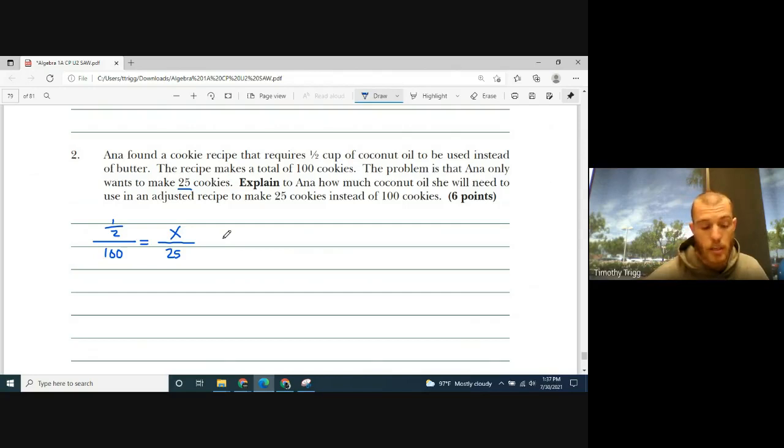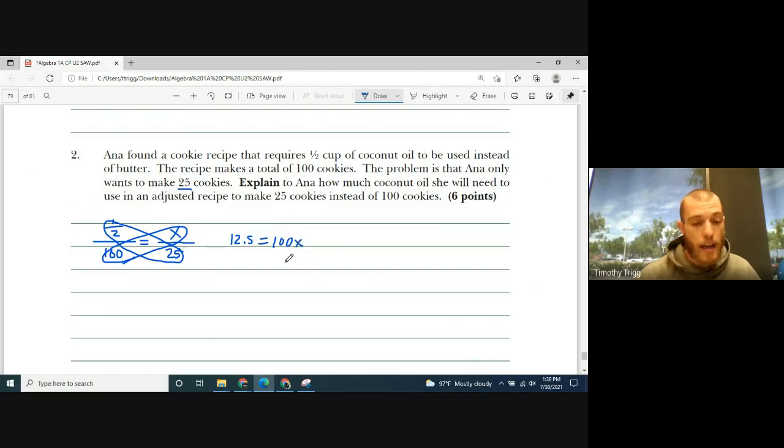Now, very similarly to what we did in the last problem, we can use cross multiplication to figure out our answer. So let's go ahead and cross multiply. 1/2 times 25. Well, you can go ahead and use a calculator if you want. And basically to find half of a number, you just divide it by 2. So 25 divided by 2, that's 12.5. So we want 12.5. That's what that equals 100x.